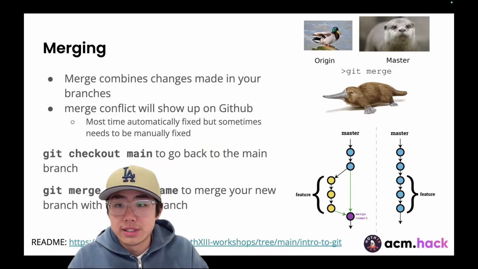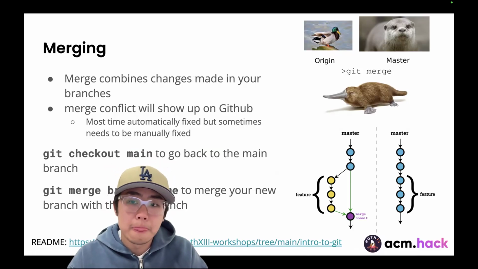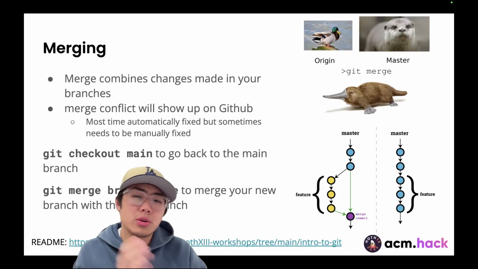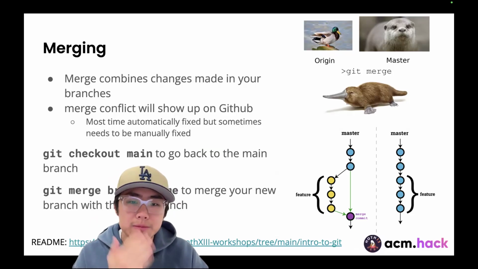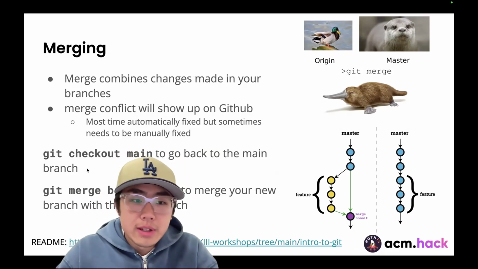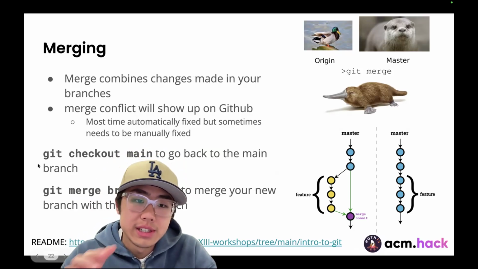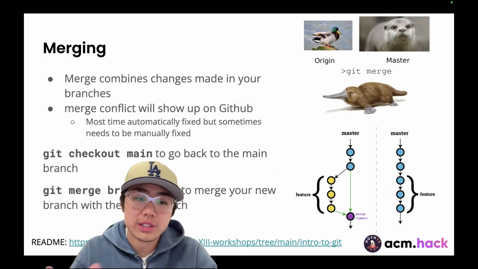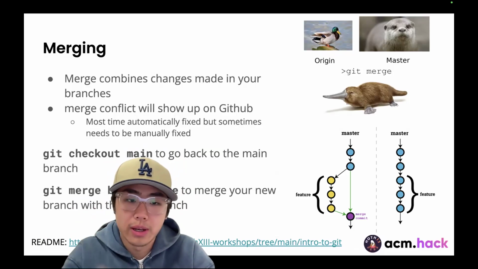Most of the time, it's automatically implemented by Git or GitHub, but sometimes you have to manually go in and fix and decide, do I want the character to go left or go right? Right. So let's talk about merging and how to do it. You use two commands, git checkout, which is go between branches, and then git merge, right?